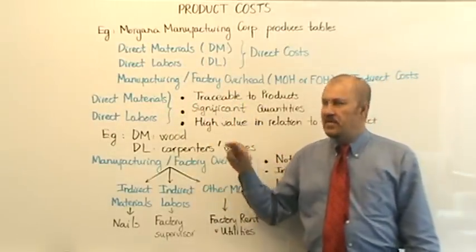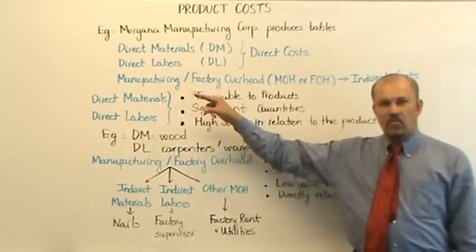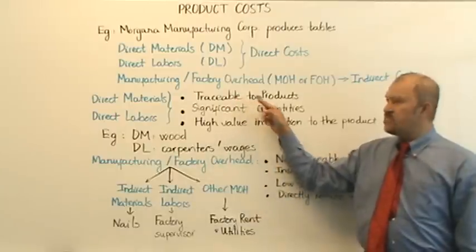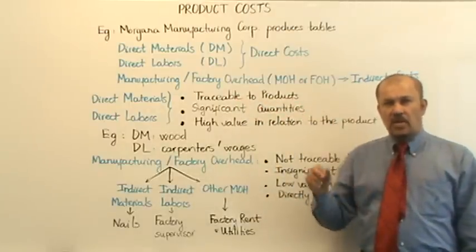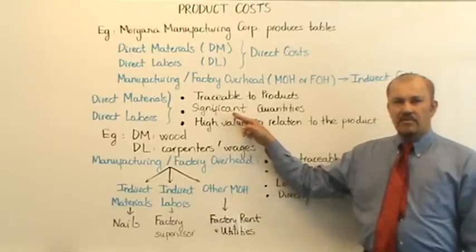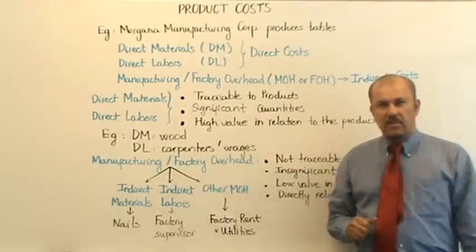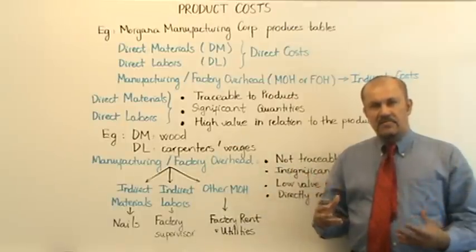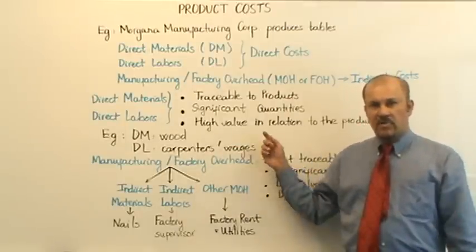Direct materials. There are a couple of items here that I have tried to highlight in terms of the features or qualities of direct materials. Traceable to products. A direct material can be directly traced to a cost object, in this case a table that we're manufacturing. Direct material makes up a significant quantity of that final product, the table. The value of the direct material that is used is quite high in relation to the value of the final product cost.